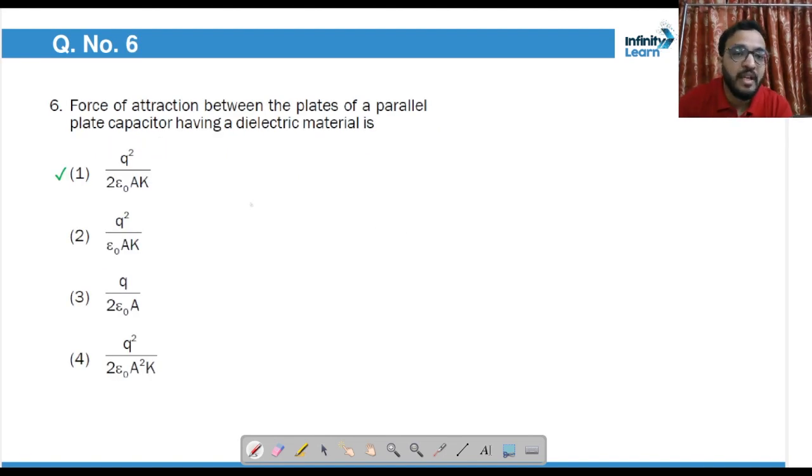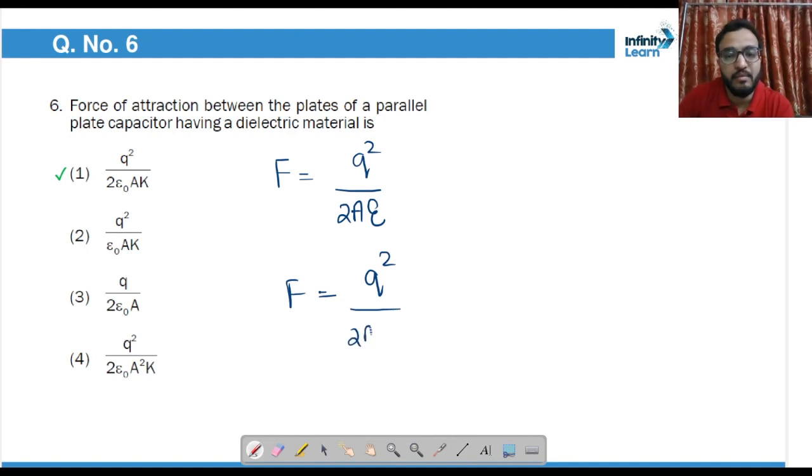Question number 6. This is a simple formula. What is the force of attraction between the two plates of a capacitor? Always remember the force of attraction is Q square by 2A epsilon. So you can say it is Q square by 2A K epsilon naught. K is the dielectric constant of the material or medium in between the plates.